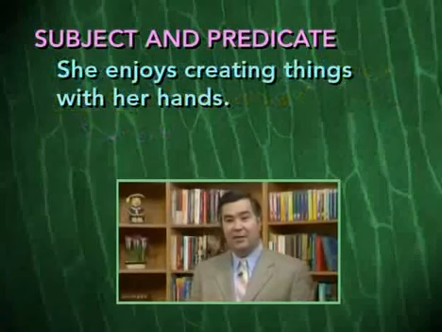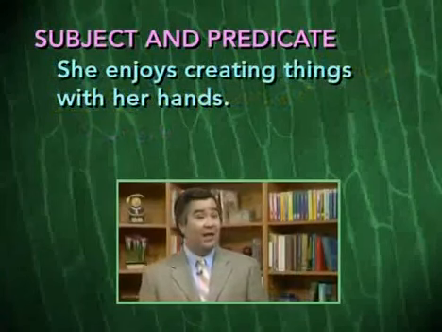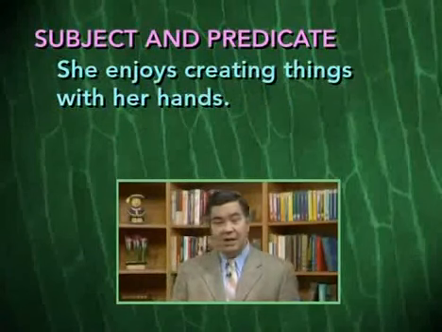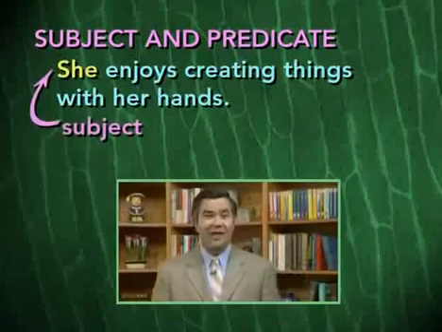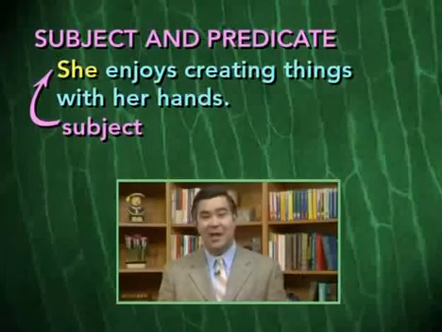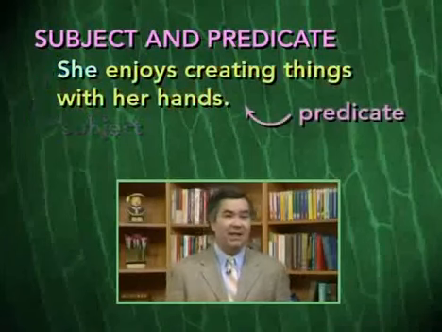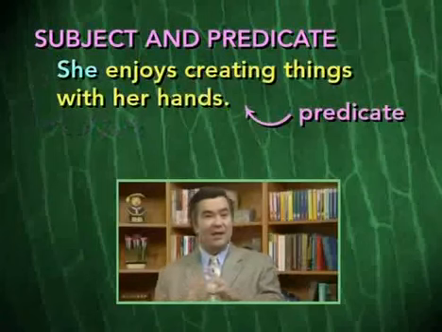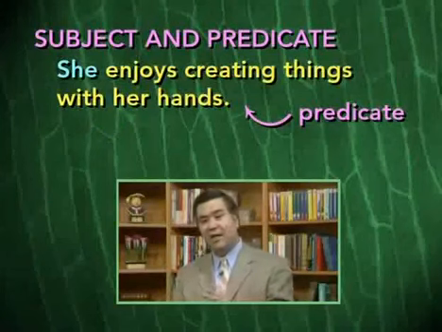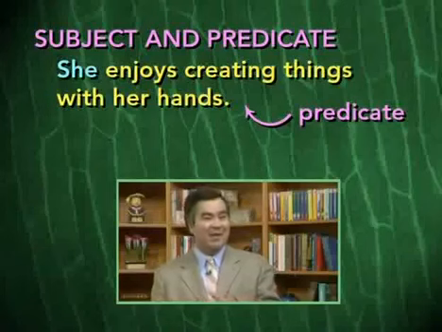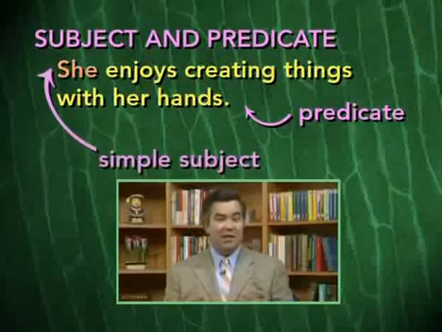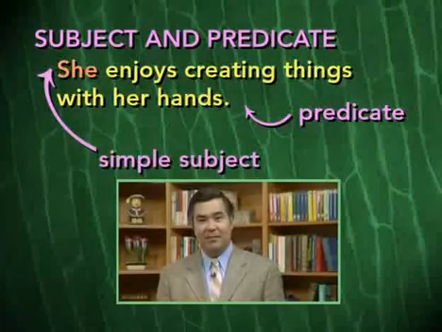Let's take a look at another example. She enjoys creating things with her hands. Can you identify the subject in this sentence? In this case, the subject is only one word long, she. That word all by itself tells us who or what the sentence is about. All the rest of the sentence is the predicate. It tells us what the subject is or does. The rest of the sentence, enjoys creating things with her hands, tells us something about what the subject does. The subject, she, is one word long, and therefore the subject and the simple subject are exactly the same.